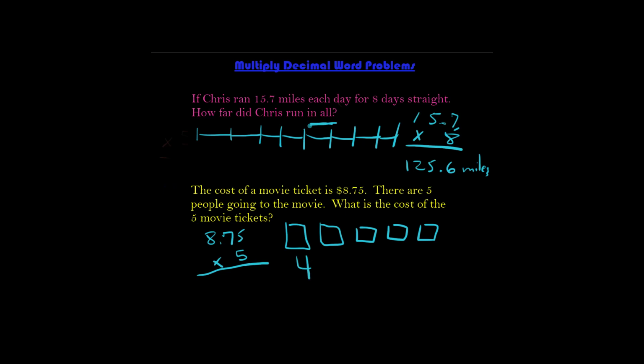When we do that, we get $43.75. When you're dealing with money, the dollar sign is actually your label. All right, so you don't have to write dollars and cents. You can just use the dollar sign, and everybody knows that's the answer to the question is $43.75. All right, so let's do one last one.